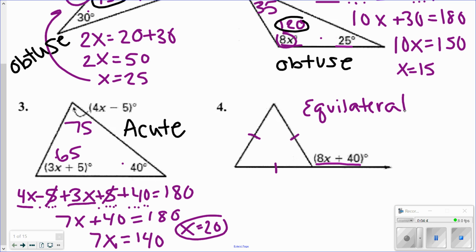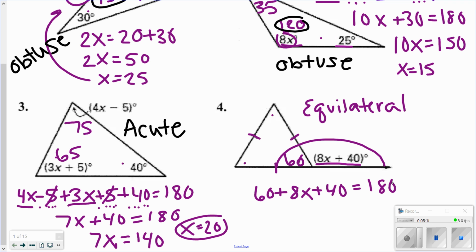And if we have an equilateral triangle, that also means we have an equiangular triangle, which means all the angles are congruent. So that means that each angle has to be equal to 60 degrees. So now that I know that, I have a linear pair here. And we know that 60 plus my exterior angle, which is 8x plus 40, is going to equal 180.